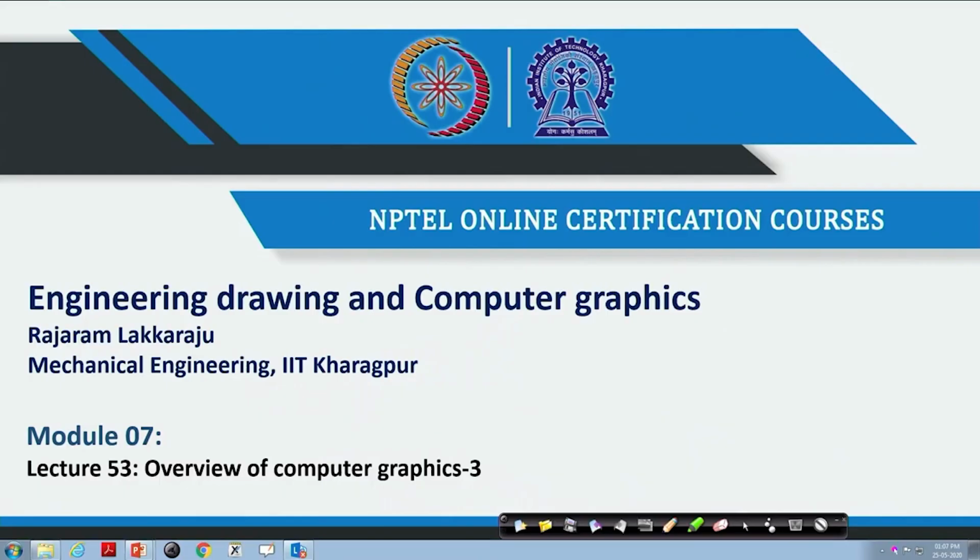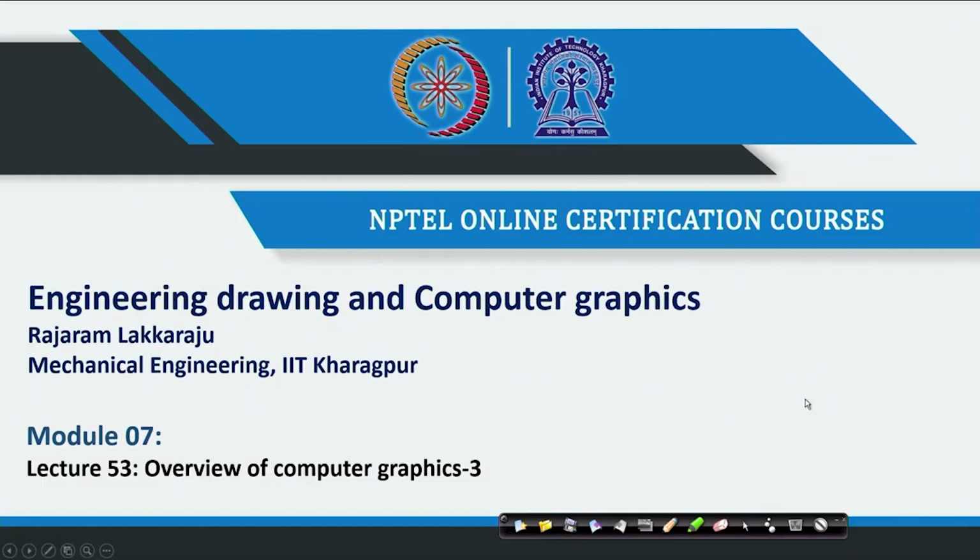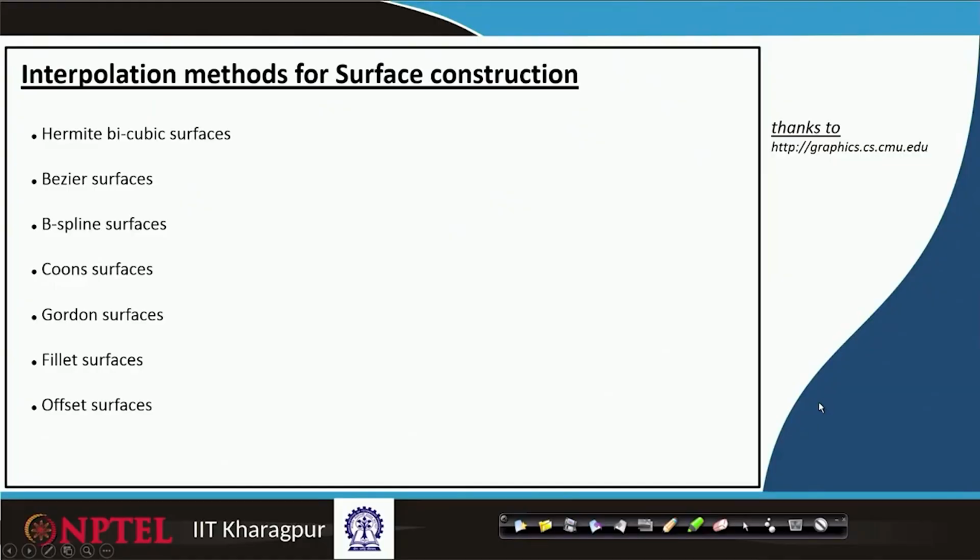Hello everyone, welcome to our NPTEL online certification courses on engineering drawing and computer graphics. We are in module number 7 learning about how to construct surface models, and for that we are learning a little bit about an overview of computer graphics. So, in today's class we will learn about various surface construction techniques. In all these surface construction techniques, we mainly use cubic polynomials as the basis functions.